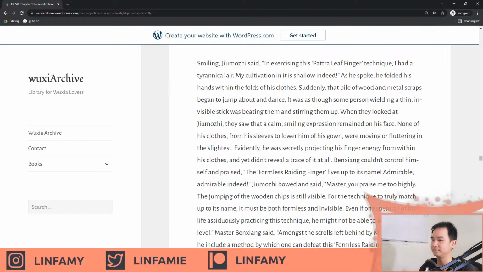Wait. What? Typo? None of his clothes from his sleeves to his gown were moving or fluttering in the slightest.